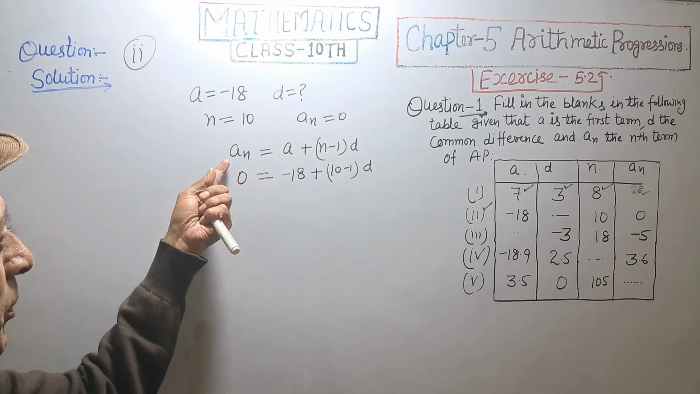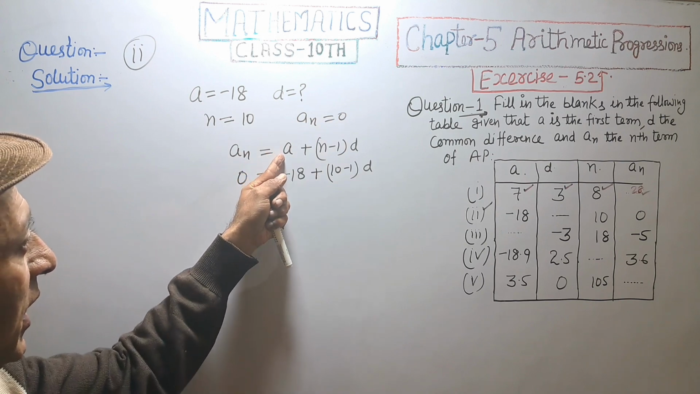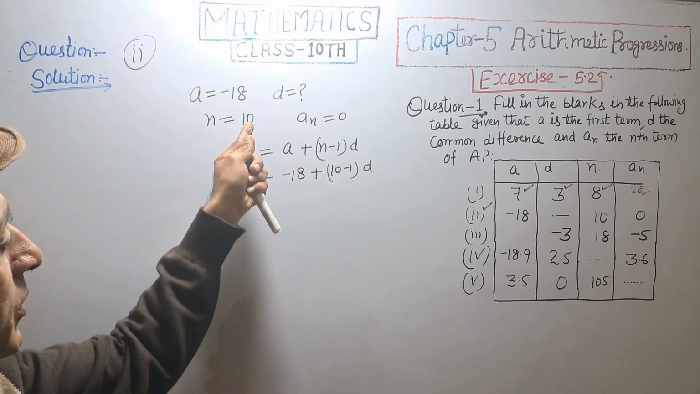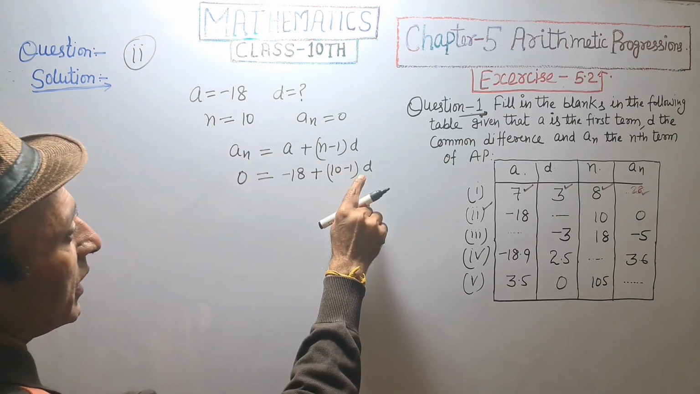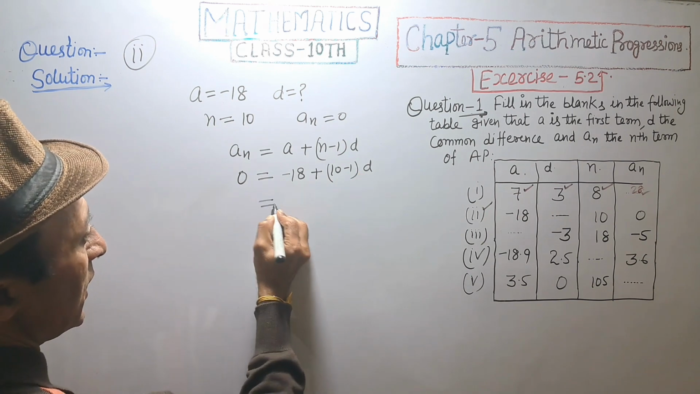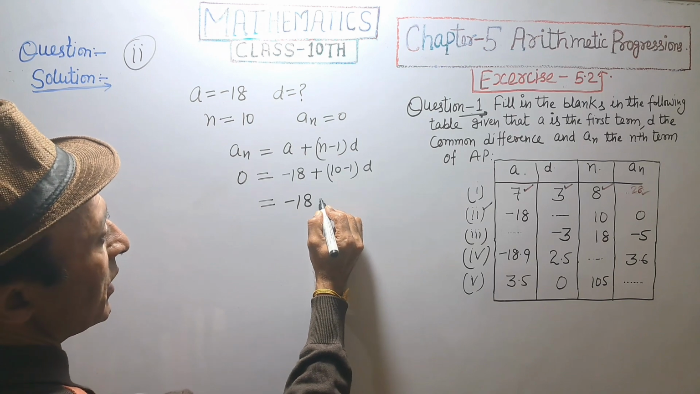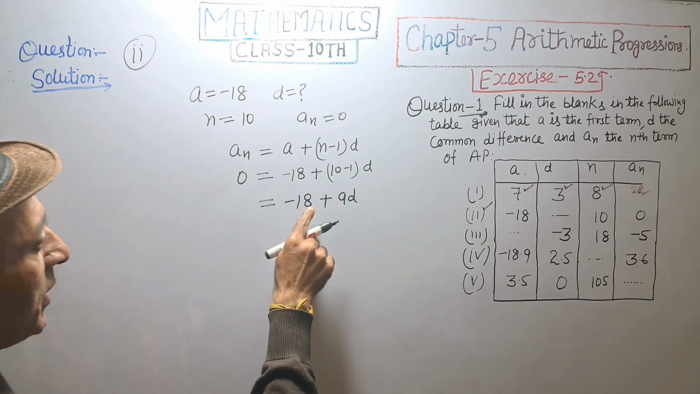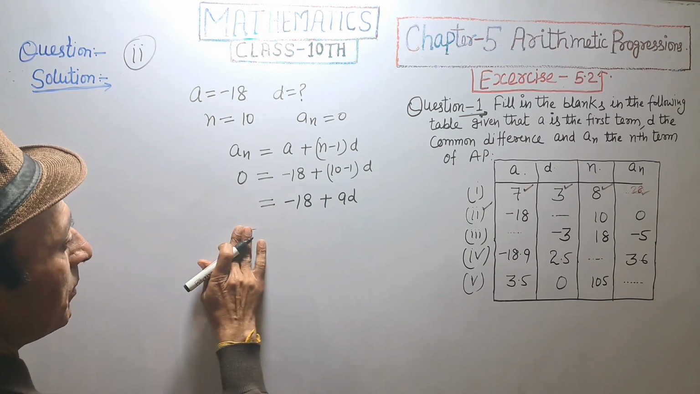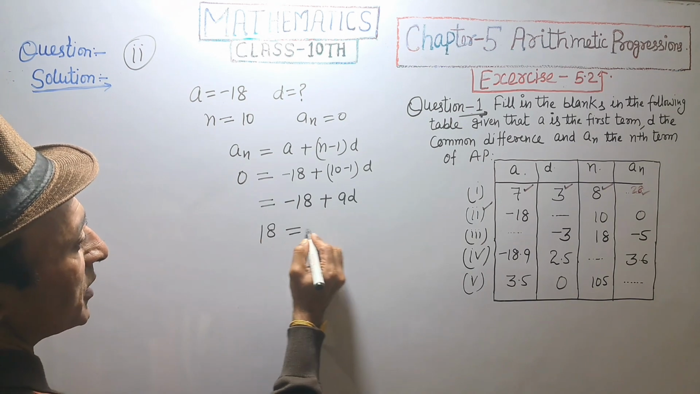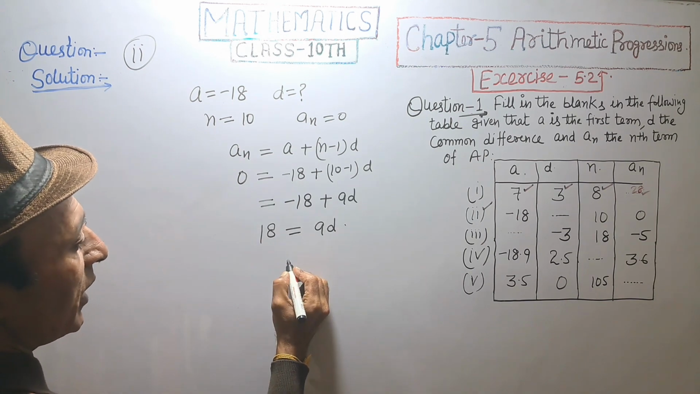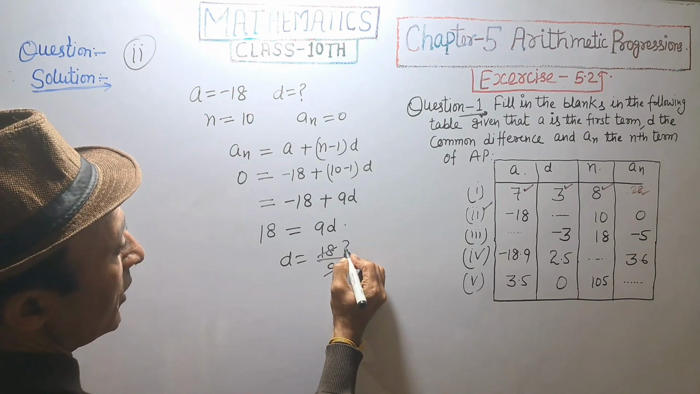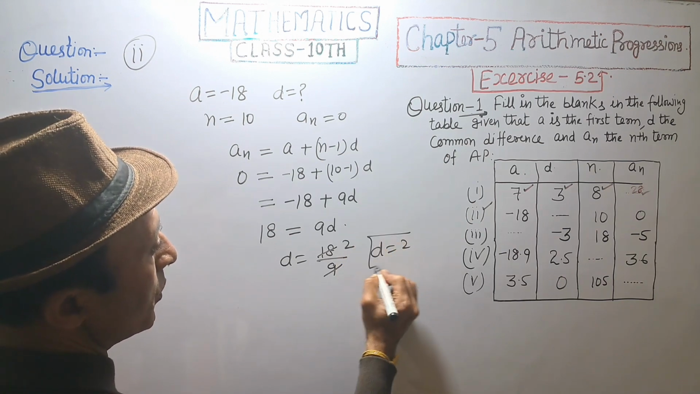an equal to 0, we put an is equal to 0 here, a is equal to minus 18, a is equal to minus 18 plus n is equal to 10, 10 minus 1 into d, that is equal to minus 18 plus 9d। Shifting 18 left side, that will be positive. 18 positive is equal to 9D, and we want to find the value of D. Then 18 divided by 9, and 9 2s are 18. D is equal to 2.